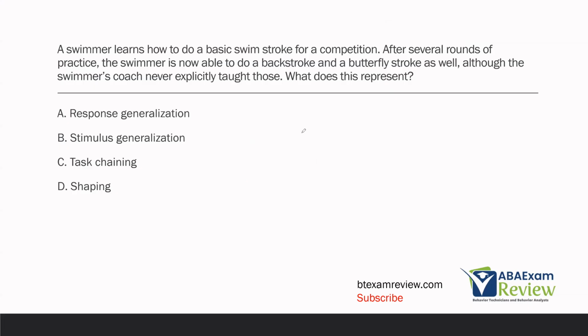And then shaping. Again, it's not so much how any of this was taught, because as far as we know, the swimmer only learned the swim stroke. Task chaining and shaping weren't used for backstroke and butterfly stroke because those weren't taught at all. All we know here is the swimmer knew one response and then started engaging in these other responses, which signifies response generalization.